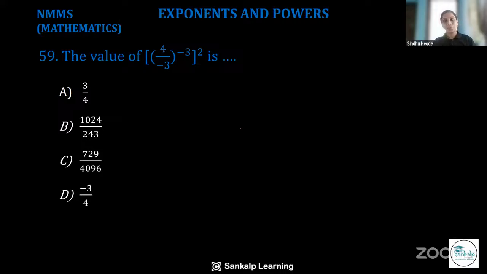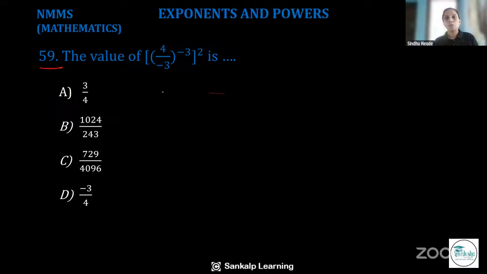Hello everyone, welcome to Sankalp Learning Solution. Let us see question number 59 of the chapter Exponents and Powers. The value of 4 by minus 3 raised to minus 3, whole to the power 2 is dash. Option A 3 by 4, option B 1024 by 243, option C 729 by 4096, option D minus 3 by 4.